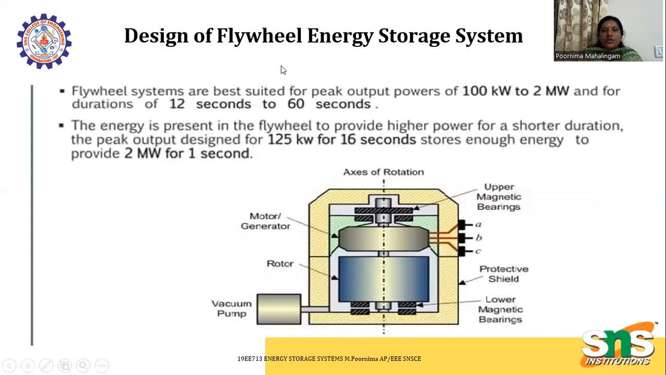Now we can see the design of a flywheel energy storage system. It is best suited for peak output power of 100 kVA to 2 megawatts and for durations of 12 seconds to 60 seconds. This energy is present in the wheel to provide higher power for a shorter duration. The peak output design of 125 kilowatts for 60 seconds stores enough to provide 2 megawatts for 1 second. These are the designs we have, with a vacuum pump. This is the rotor, the motor generator set, axis of rotation, upper magnetic bearing, protecting shield, and lower magnetic bearing.